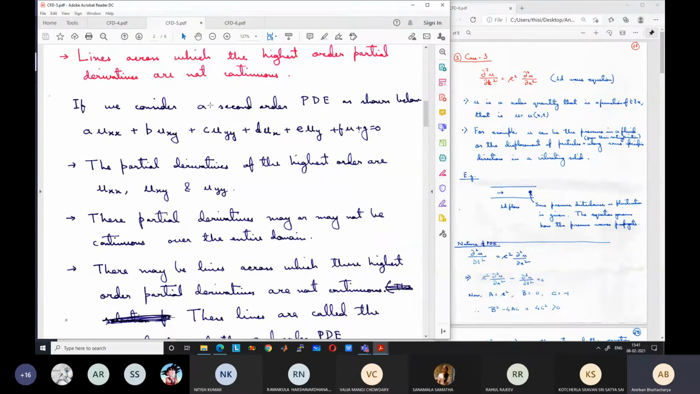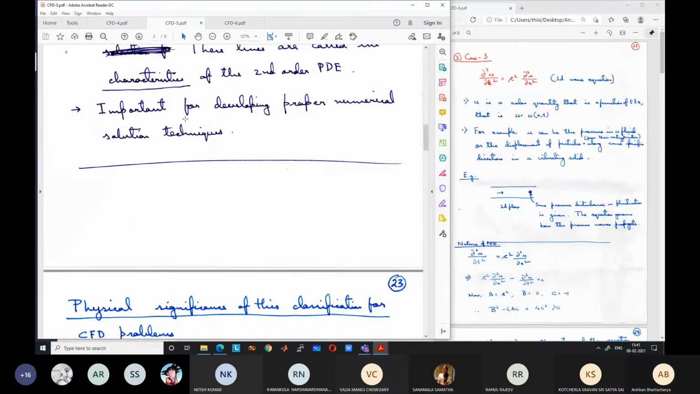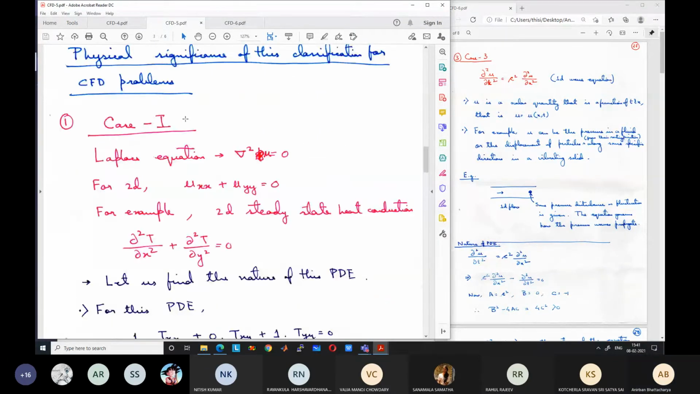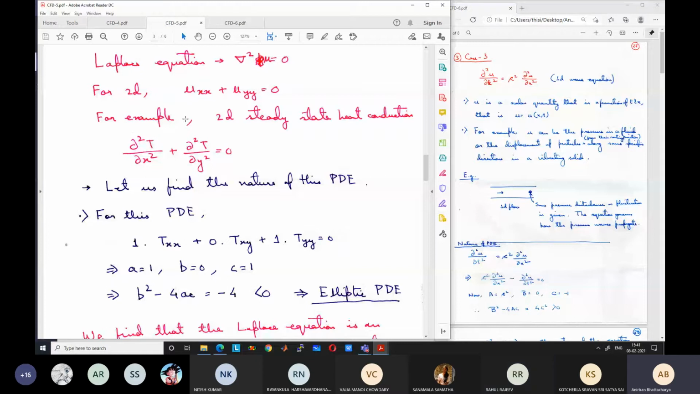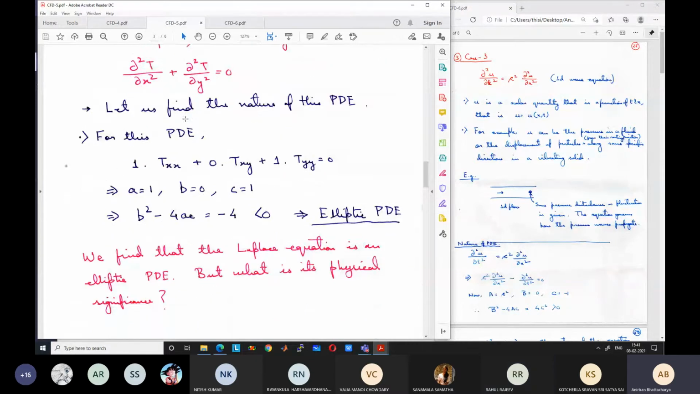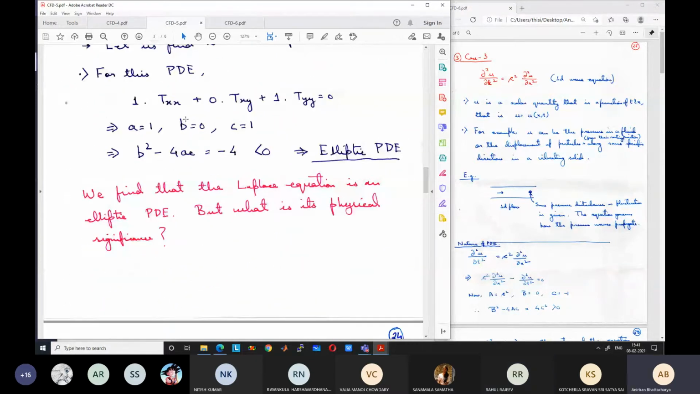Did we go through this material? I guess we have gone through this, right? Does anybody remember? Have you studied this part? Laplace equation. Yes. We have gone through this material, right? I'm just revising.